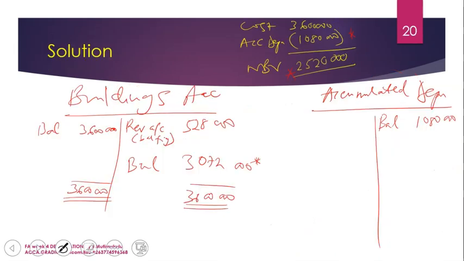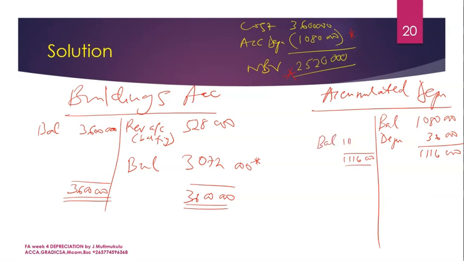So we then come here and say, to our accumulated depreciation account, we have to add the depreciation charge of 36,000, which is for the first 6 months before the revaluation, and this takes us to 1,116,000. And the balance should also be 1,116,000. That is the balance we are having.